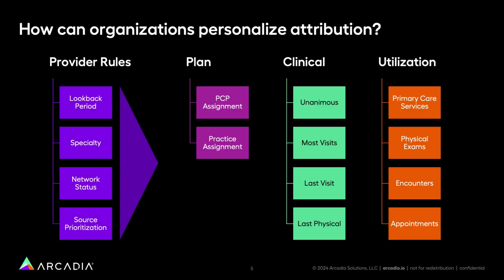And then once you set those provider rules, those provider guardrails, that's when the supplied and derived assignment information that I talked about comes into play. So you can start prioritizing, do I want to look at plan assignments first, whether that be at the PCP or maybe even practice level, depending on priority. And then start looking at clinical variables, or even take a step back, and just think about who has the most visits, who has the most recent visit. Do I have visits tied specifically to primary care services or physical exams? That's a really common one.